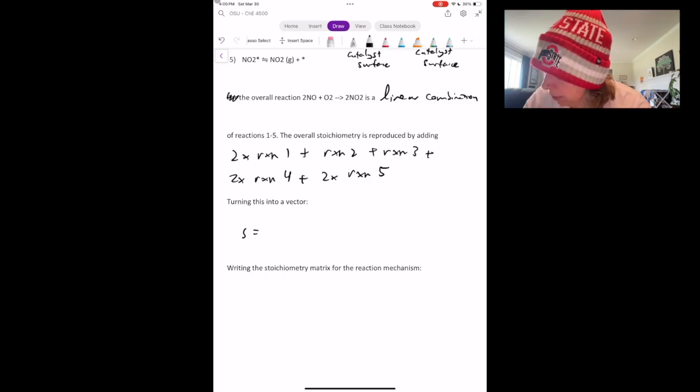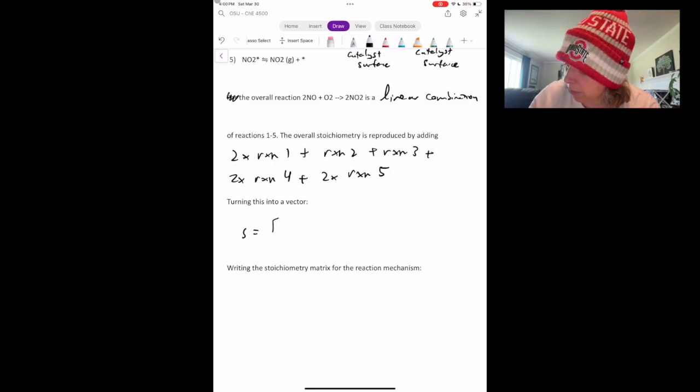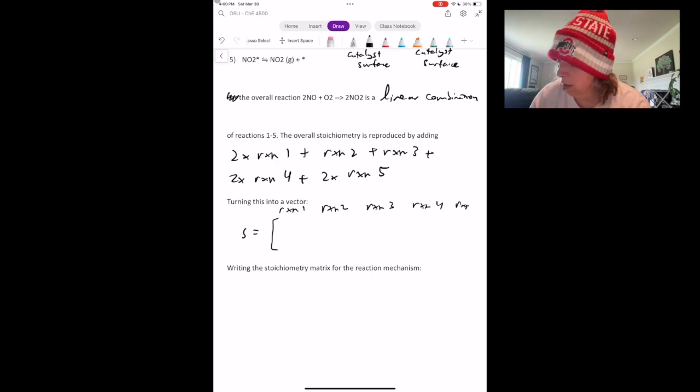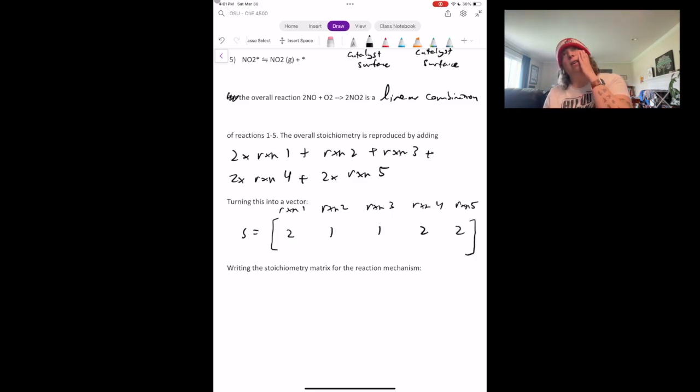If I do that, I'm going to call this vector S. I'm going to have 5 entries, 1 for reaction 1, another for reaction 2, reaction 3, reaction 4, reaction 5. And I can just put here the numbers I would need to create a linear combination of those reactions in order to recover my overall reaction stoichiometry.